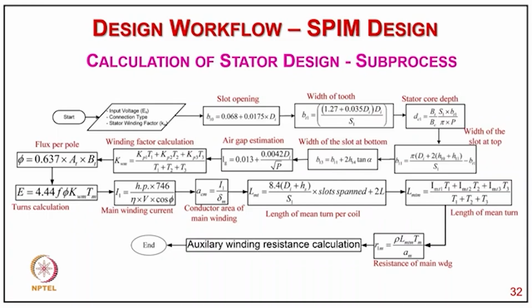So this is for stator design, typically starting from input voltage, connection type and stator winding factor, then the calculation of slot opening, then width of the teeth from the formula for stator depth, then the width of the slot at bottom, air gap estimation, winding factor calculation, flux per pole, turns calculation, main winding current, conductor area of main winding, mean turn length of the coil, resistance of main winding, and then typically calculation of auxiliary resistance, and end.